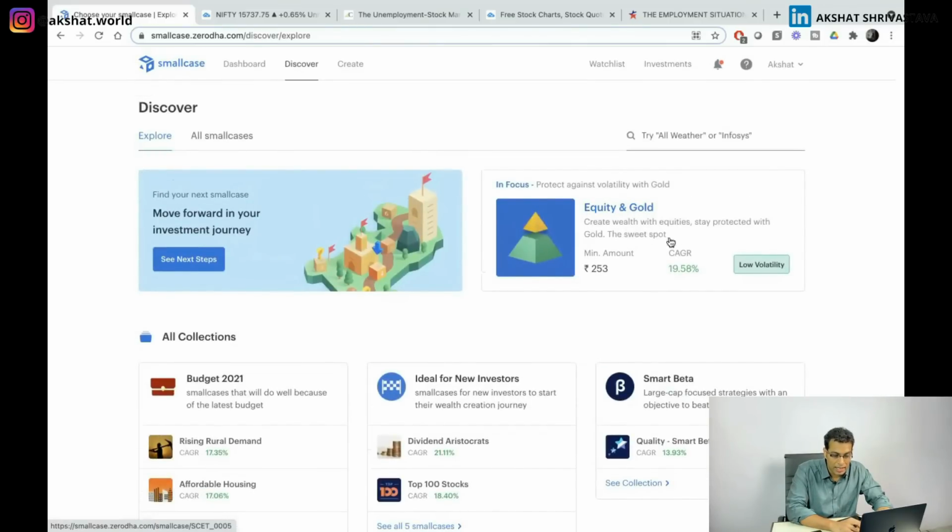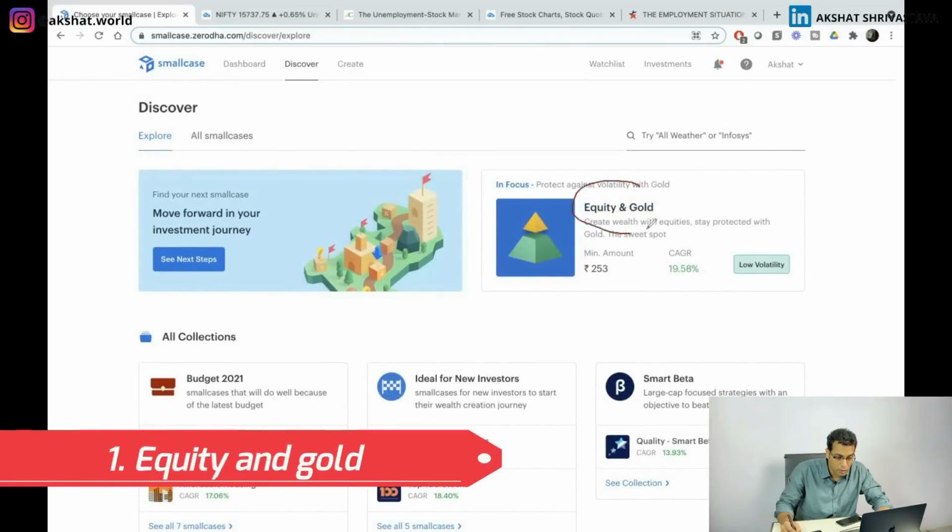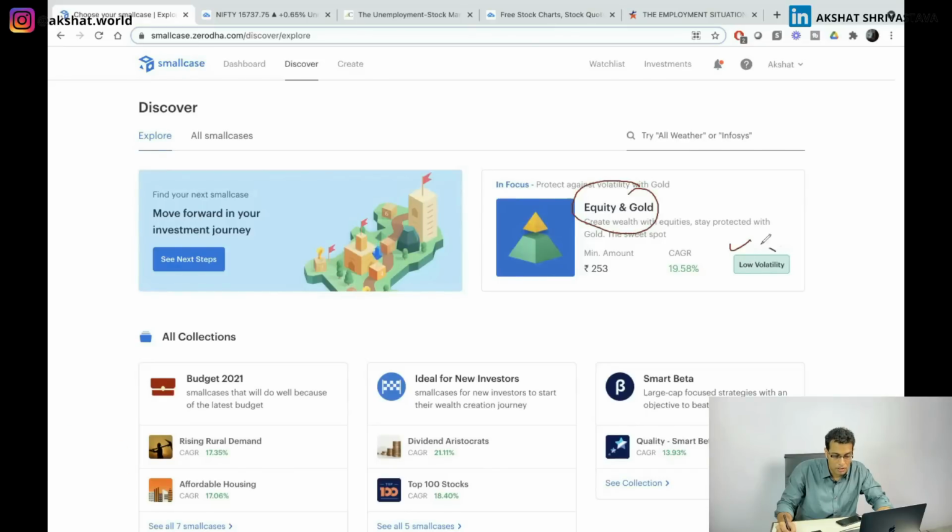For example, equity and gold. Now this particular instrument of equity and gold seems good to me because it has low volatility. If you are a first time investor or if you have just started your investment journey, this might be a great instrument for you, because gold actually hedges your bet in a growing market and equity actually grows your wealth. So this has a component of both hedging your risk by having gold in your portfolio and investing in good equities. So I would highly recommend investing in such a smallcase.